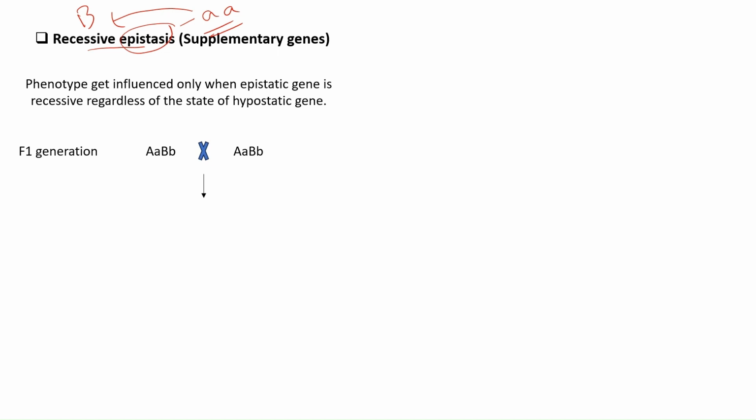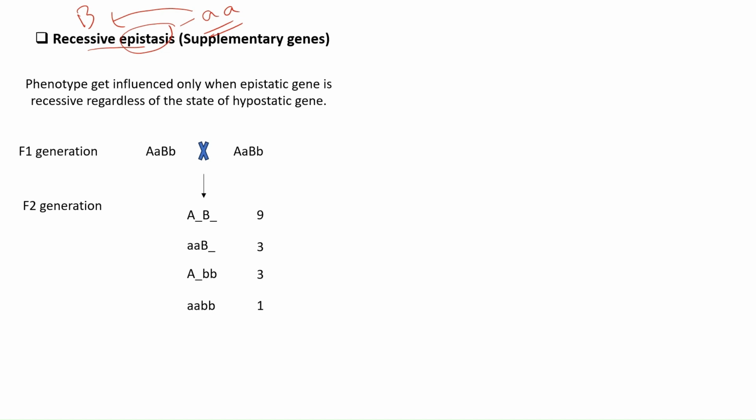Now, suppose capital A small a, capital B small b of the F1 generation are crossed. In the F2 generation, if it is working as the law of independent assortment, what will we get? The ratio is 9:3:3:1. It is easy to remember the ratio of the law of independent assortment. Only remember that ratio, that is 9:3:3:1.